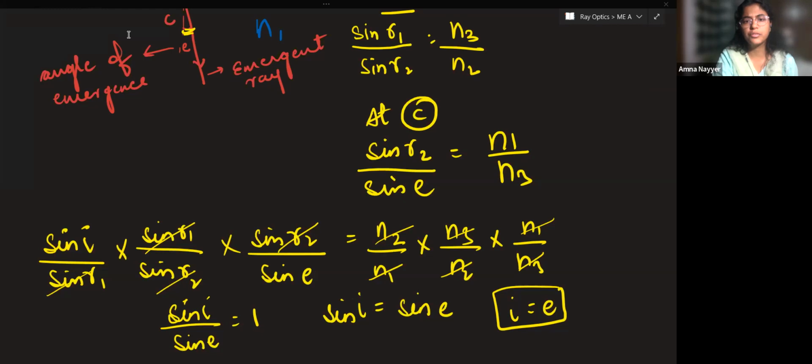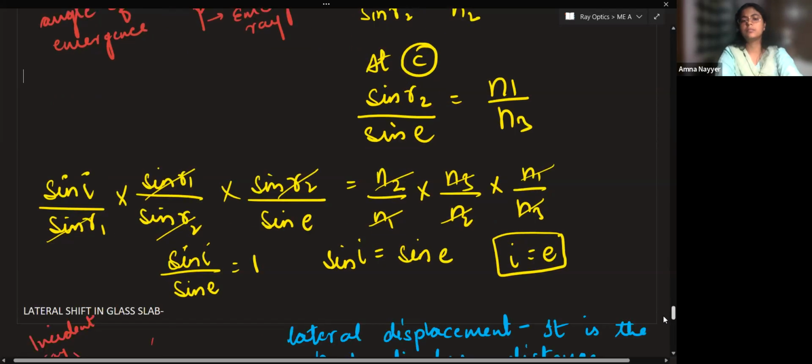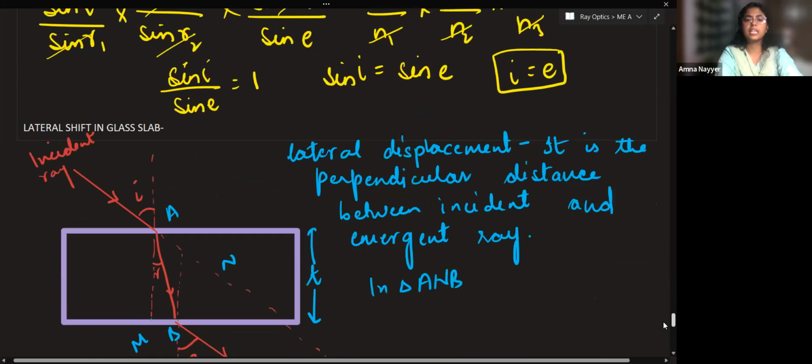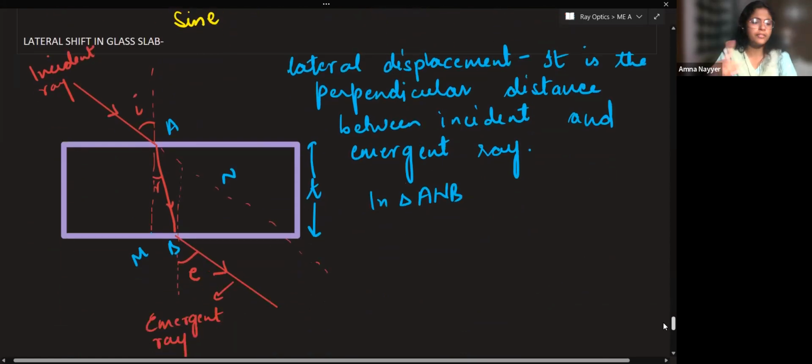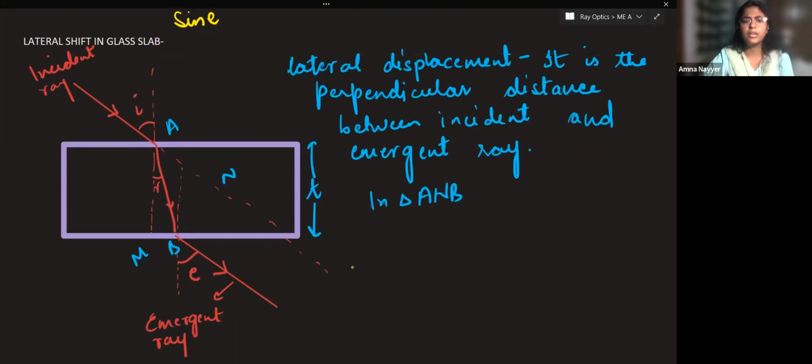Okay, I think most of you have completed this. Now next topic. Yes, I was saying lateral displacement that we have to do. Displacement, lateral shift in glass slab. Now see, glass slab, we are just having a single plate. We are not having right now two different plates the way we were having in case of compound plate.